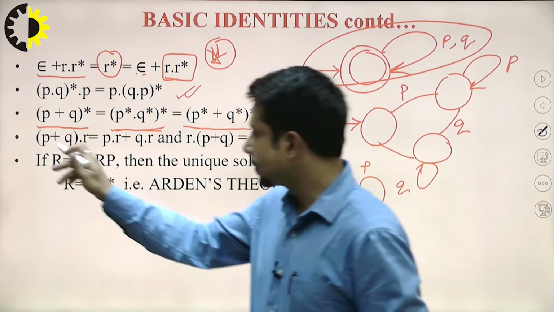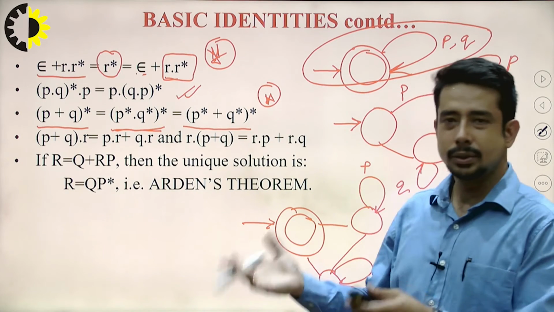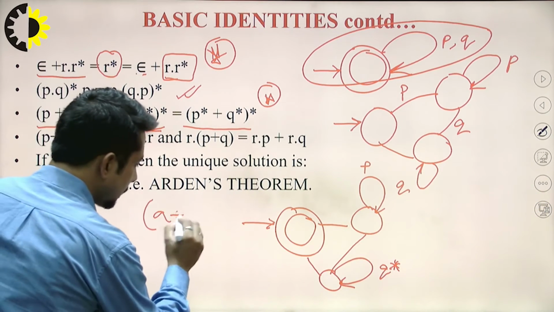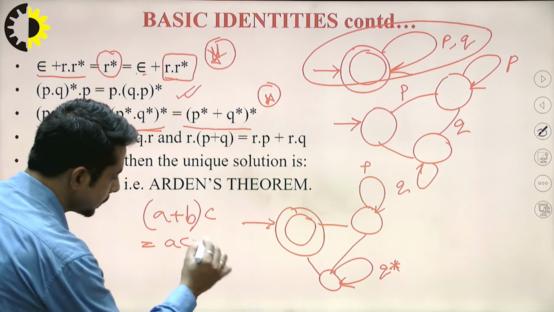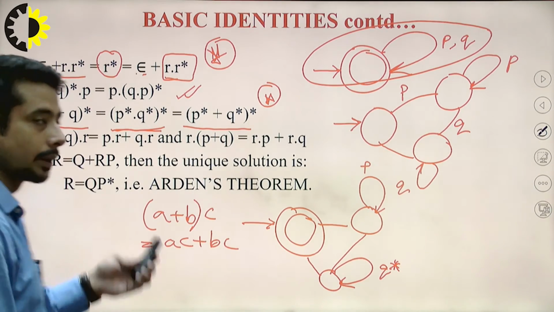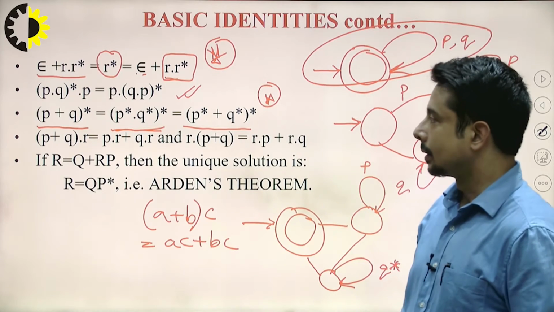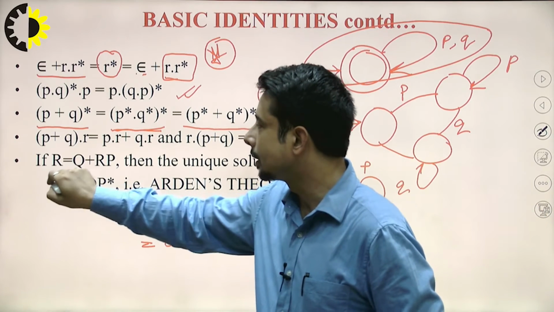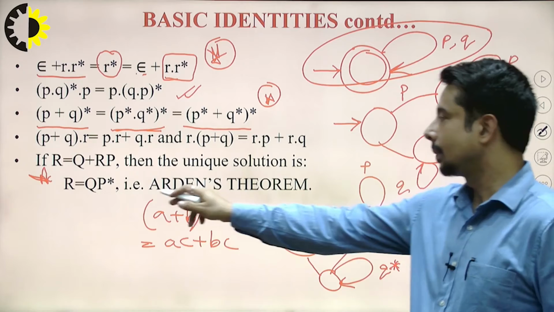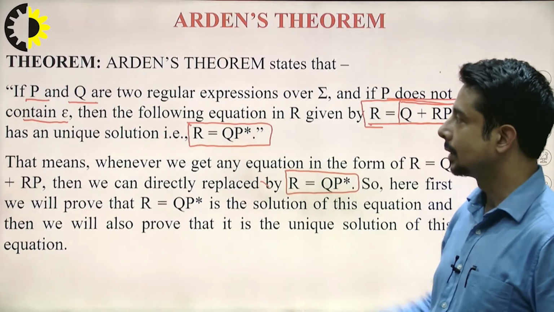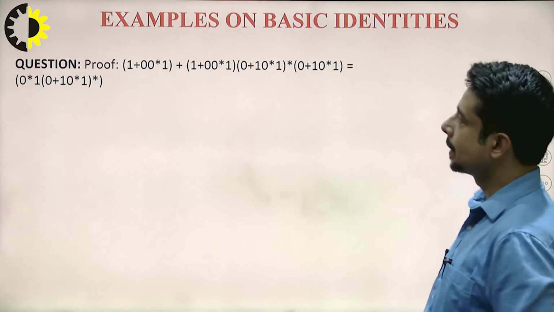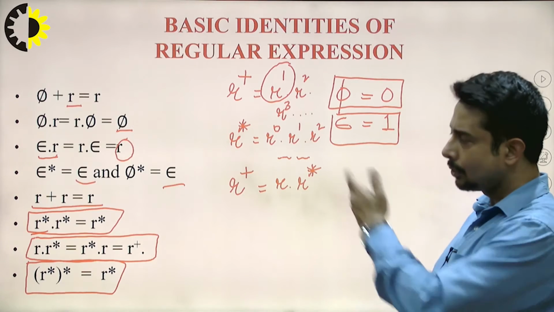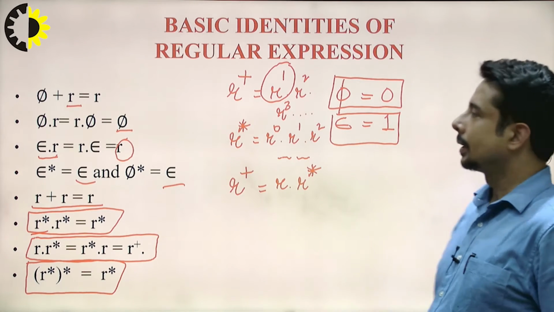Okay, next comes this one, (P+Q)R. This is like in mathematics, (A+B) into C. How do we write it? AC plus BC. So this happens in the case of regular expressions also. So that is expression number 12. And the last expression I have added is nothing but Arden's theorem, which we have discussed over here. So this is all about your basic identities. I hope I have tried to make you understand all these properties, and you need to remember them a little bit by doing a little practice over it.